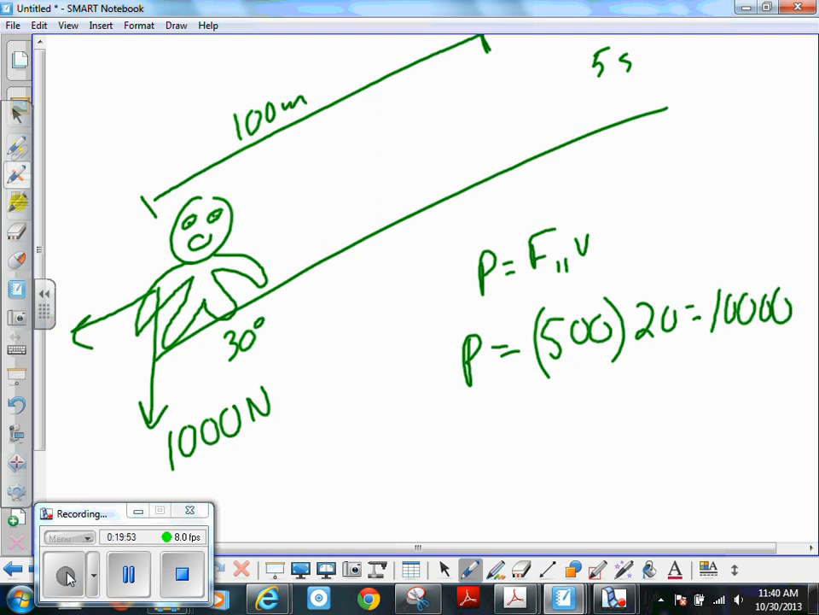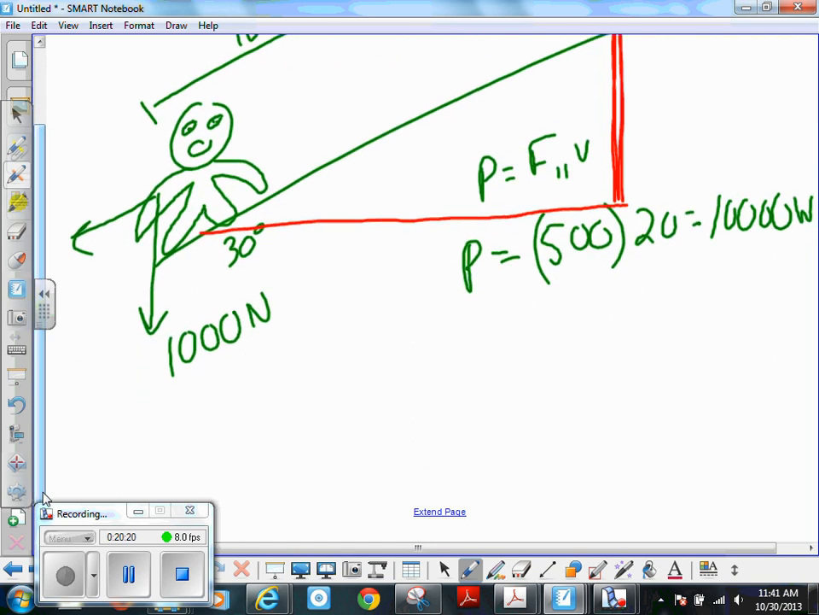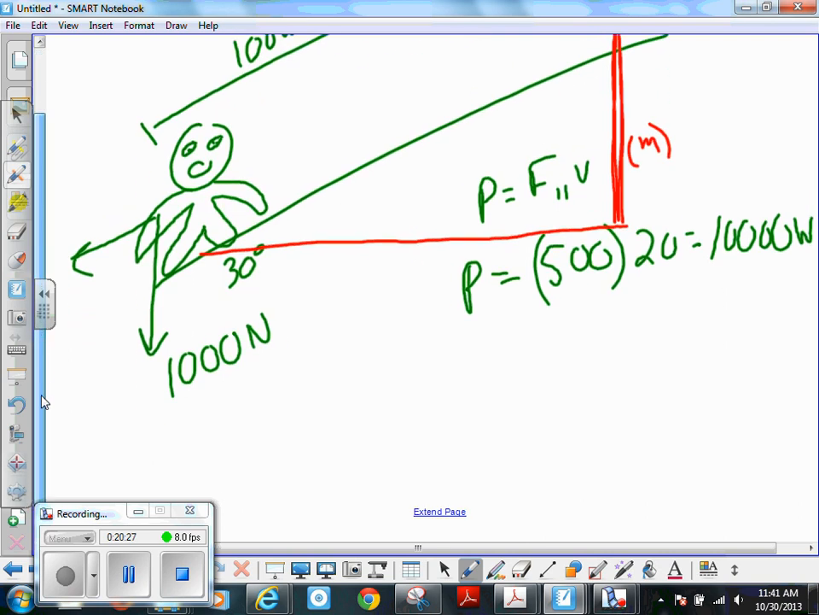Okay, but let's look at it in another way. Okay, so let's say that since we have, now this is important, since we are talking about velocity and force being parallel, could I figure out what my velocity is in this direction and then use the full weight? And you reply, but yes, right? So if I'm talking about this, how many meters is this? Well, it's going to be 50.